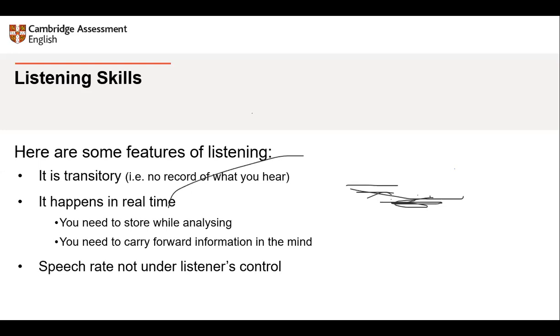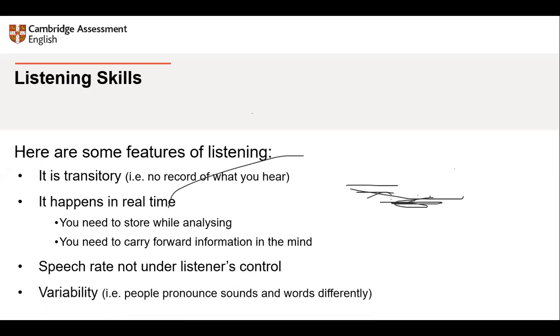Speech rate is not under the listener's control. So if it is interaction, you can ask the person to speak more slowly, rephrase, etc. But if you're listening to a TV program, the news on the radio, podcast, or a lecture, you don't have this control. And there's a lot of variability.